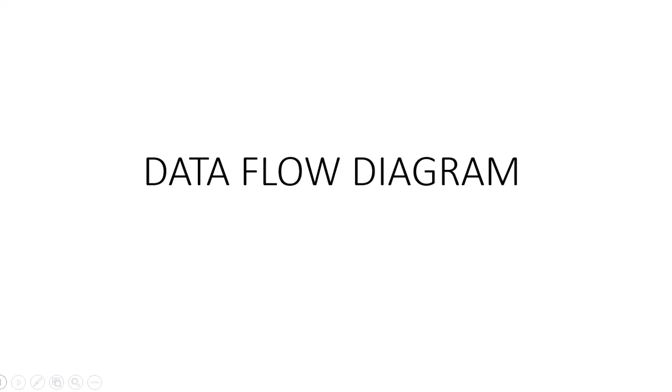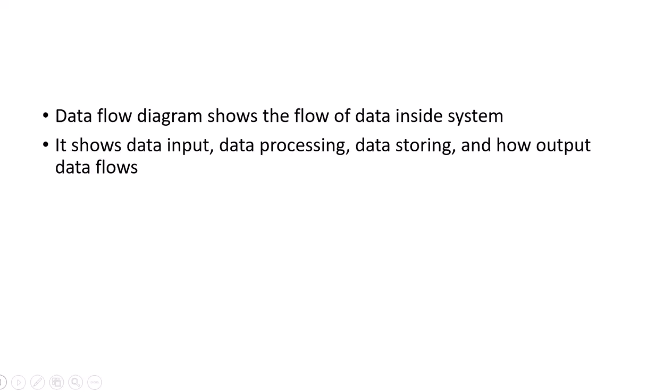Today's lecture is on the data flow diagram. So what is a data flow diagram? A data flow diagram shows the flow of data inside the software system. It is important to know the direction of data flow: how data are input to the system, how data are processed by the system, how data are stored by the system, and how output data flows.